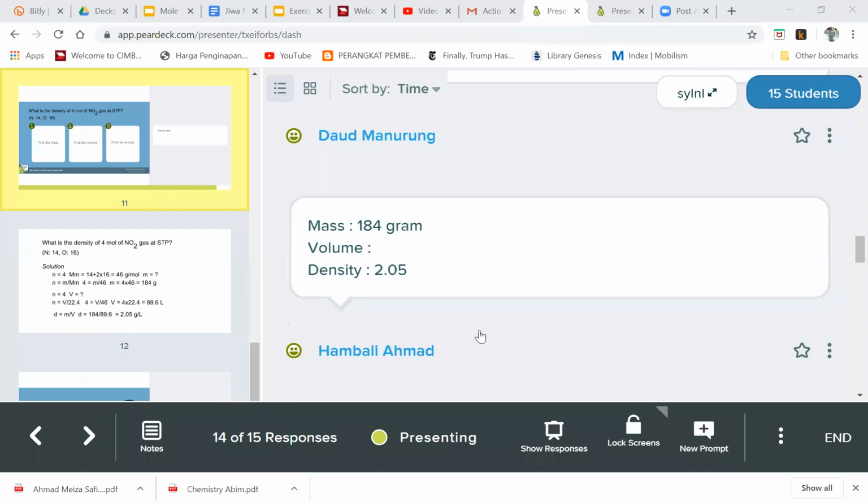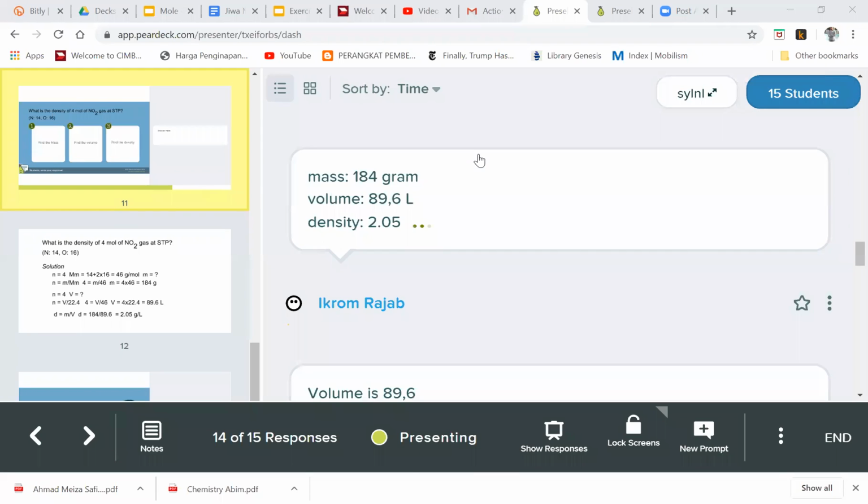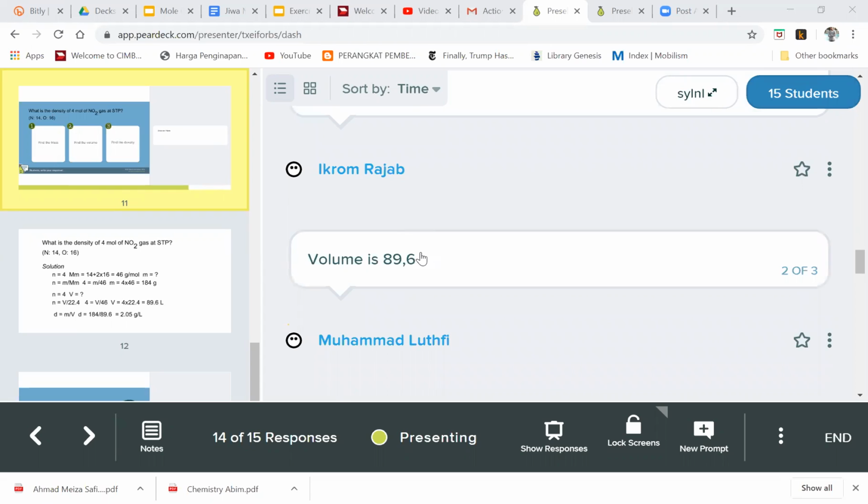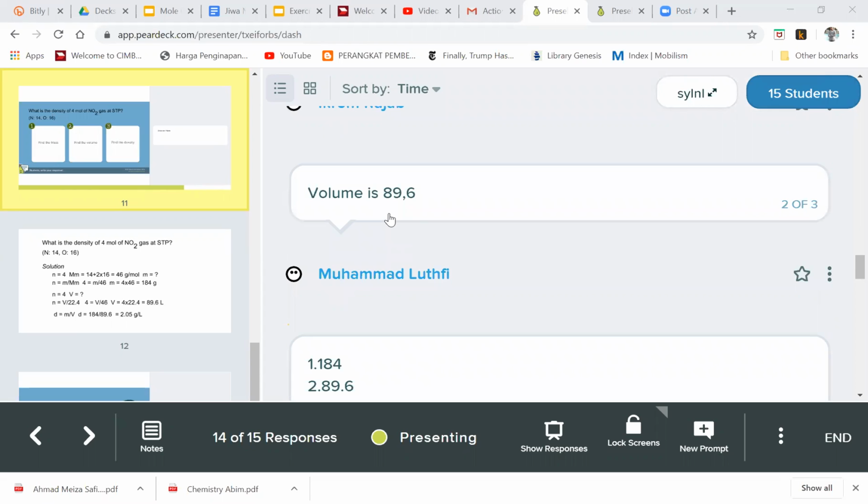Hambali, I'm confused about your answer. You know the mass, but you don't write the volume. You got the density. How come you got the density without knowing the volume? Hambali. Okay, you're writing the volume. Thank you, Hambali. Okay, Ikram is good. The mass is true. The volume is true. Density is true. Okay. Lutfi, you got the volume true. Find the mass, Lutfi. Mass is just the mole times the molar mass. Find the molar mass and multiply by the mole given, then you will get the mass.